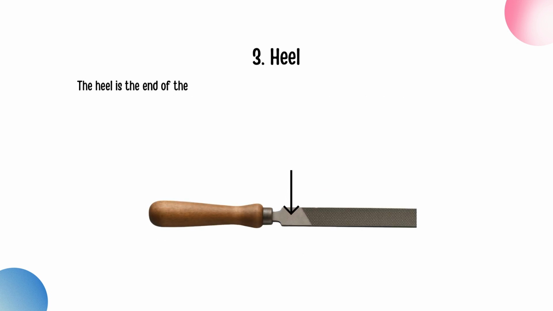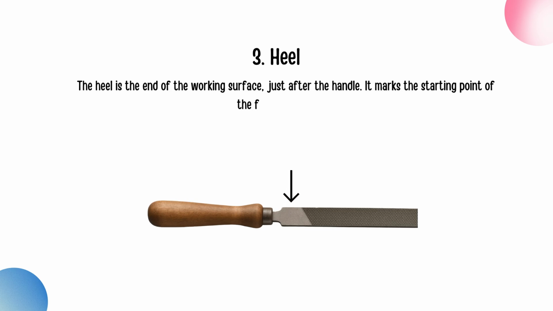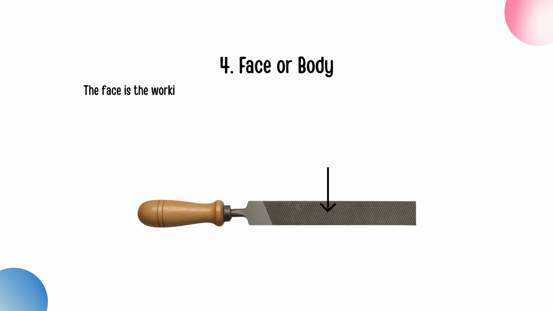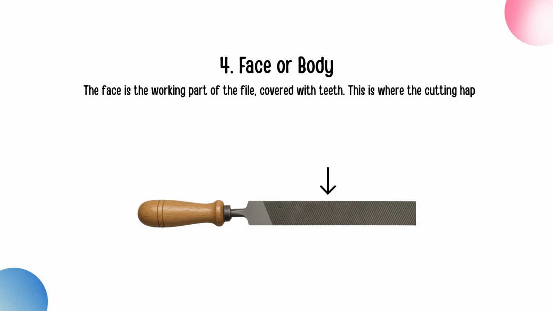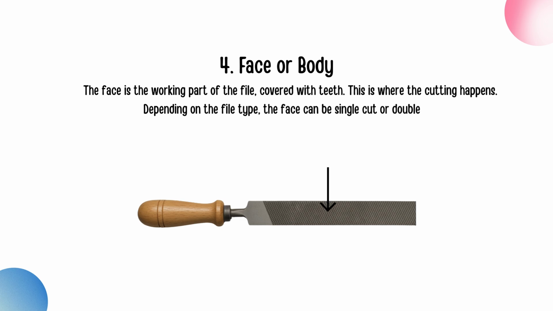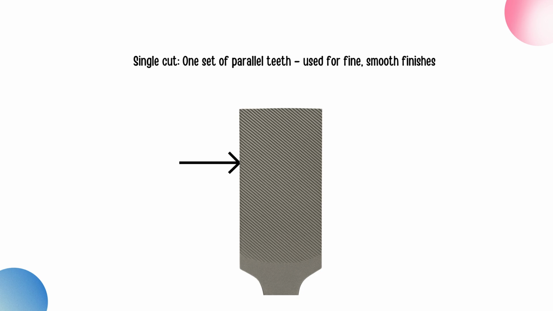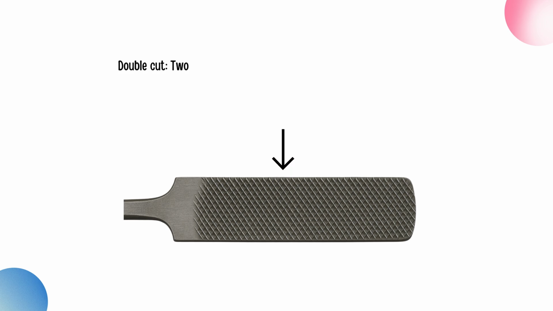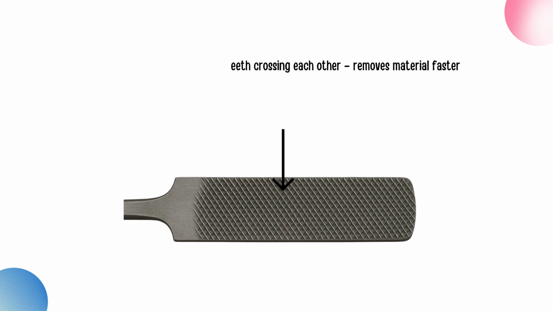Heel. The heel is the end of the working surface, just after the handle. It marks the starting point of the file's cutting area. Face or body. The face is the working part of the file, covered with teeth. This is where the cutting happens. Depending on the file type, the face can be single cut or double cut. Single cut: one set of parallel teeth, used for fine, smooth finishes. Double cut: two sets of teeth crossing each other, used to remove material faster.